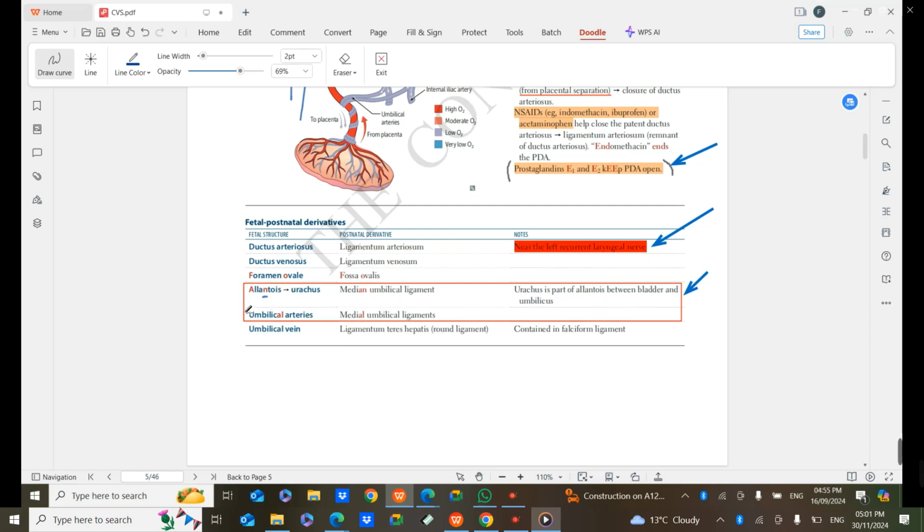How do they normally portray questions on this urachus? The urachus usually connects the bladder to the, what do we call it? Umbilicus.